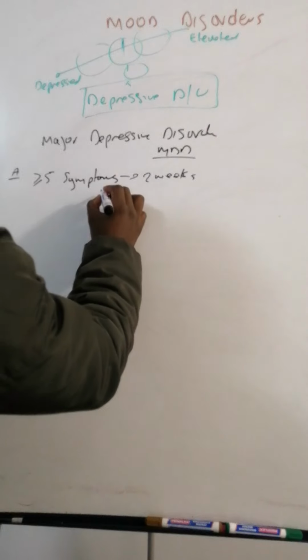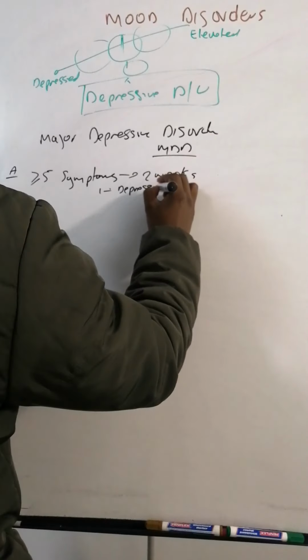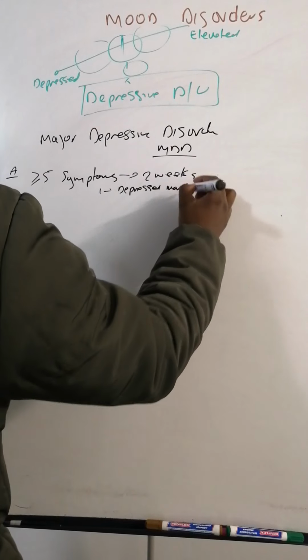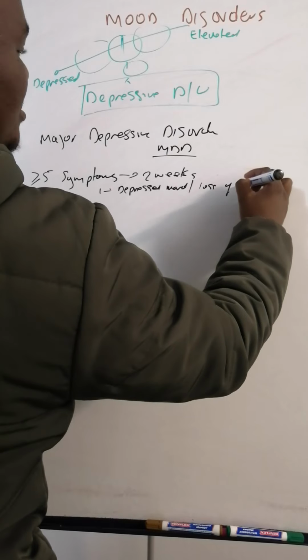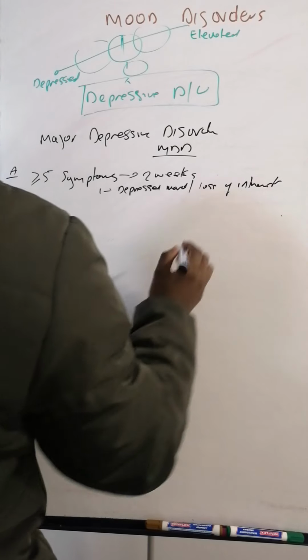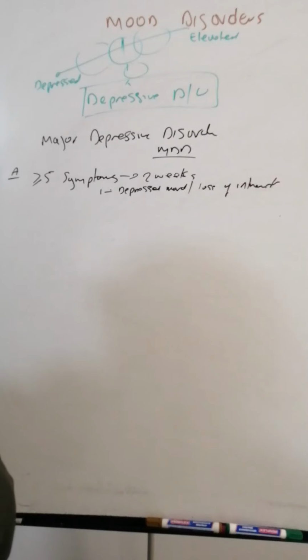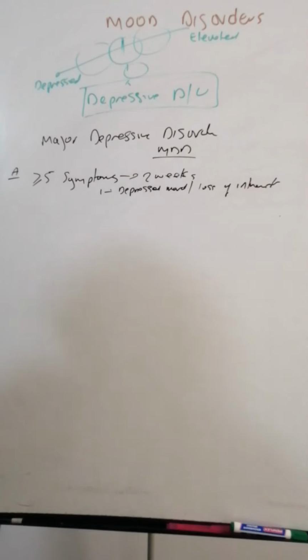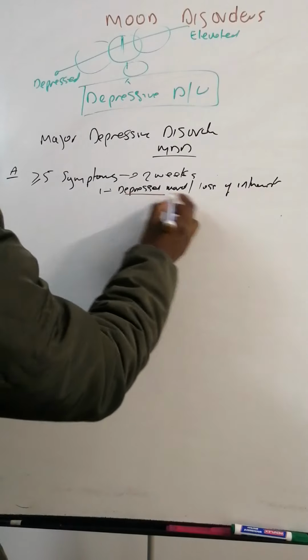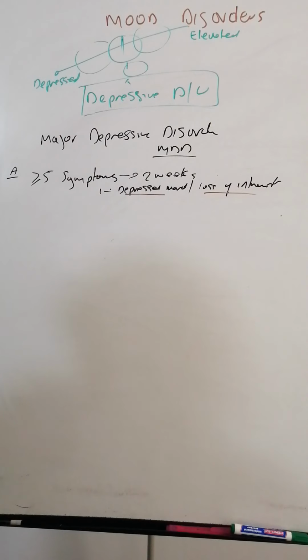And out of these 5 symptoms, you need one of those symptoms to be either a depressed mood or loss of interest or pleasure in almost all activities. I hope you get that, guys. Out of these 5 symptoms that we're going to talk about, one of those symptoms must be either this or this. One of those, né?